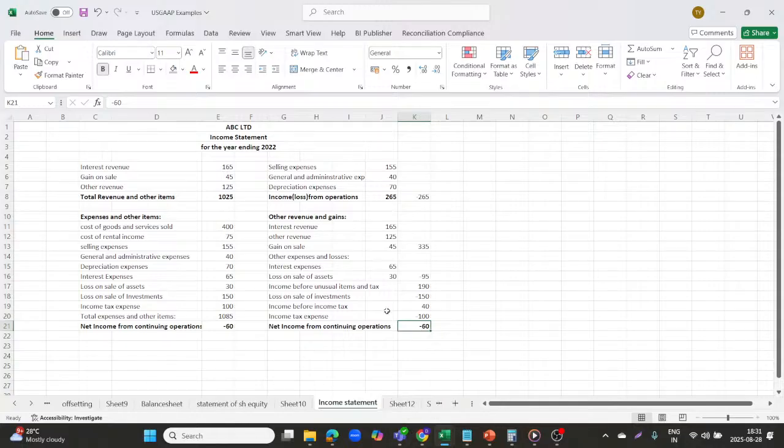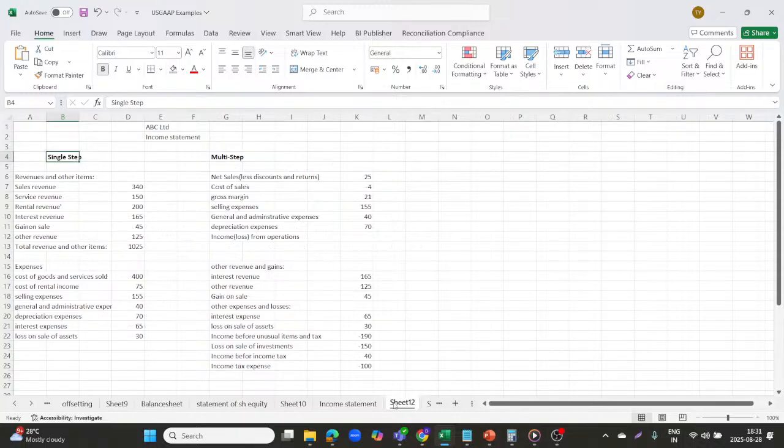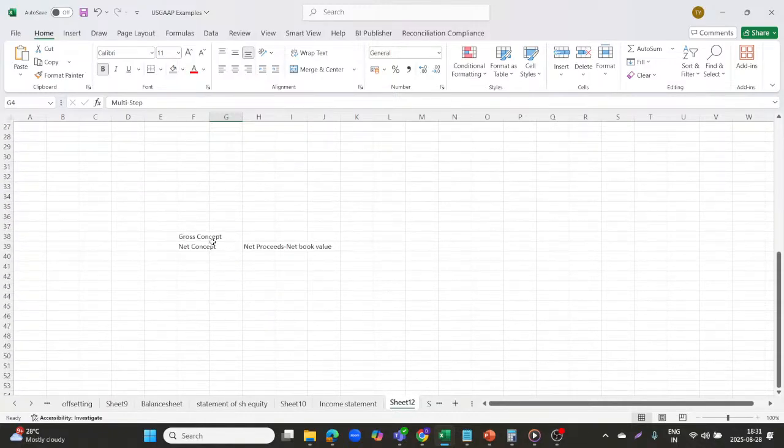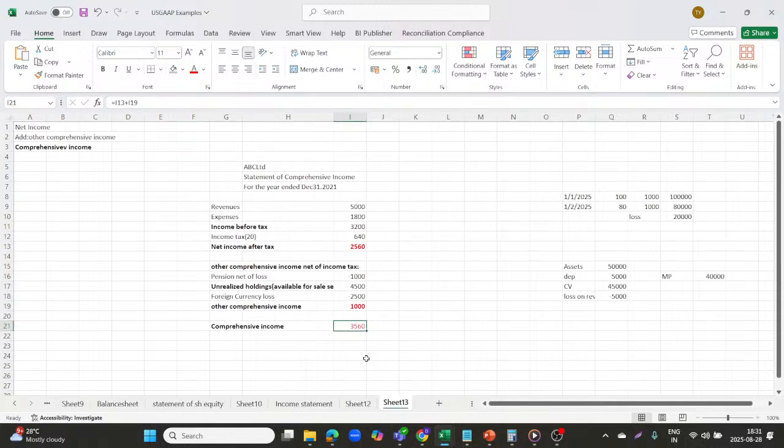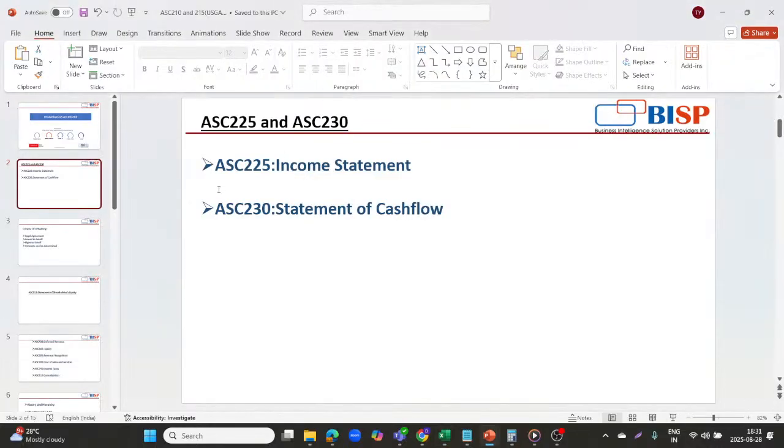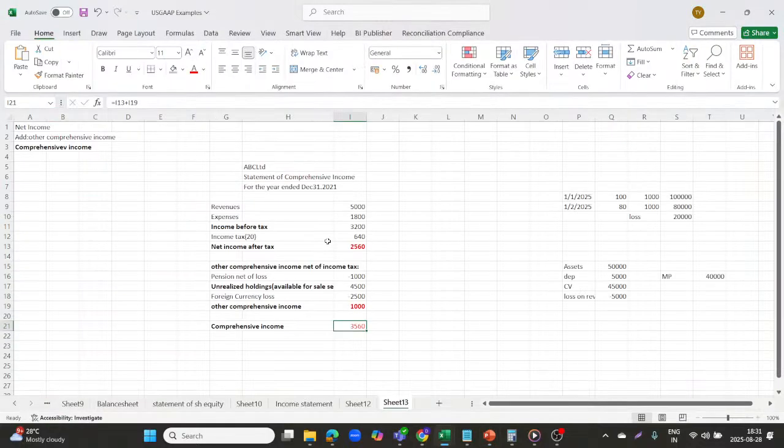And we saw that there were two methods, two formats. One was single step, second was multi-step. And we also saw the gross concept and net concept, and then the comprehensive income format, statement of comprehensive income. So this we had to cover in accounting standard codification 225. Now the next is accounting standard codification 230, that is statement of cash flow.